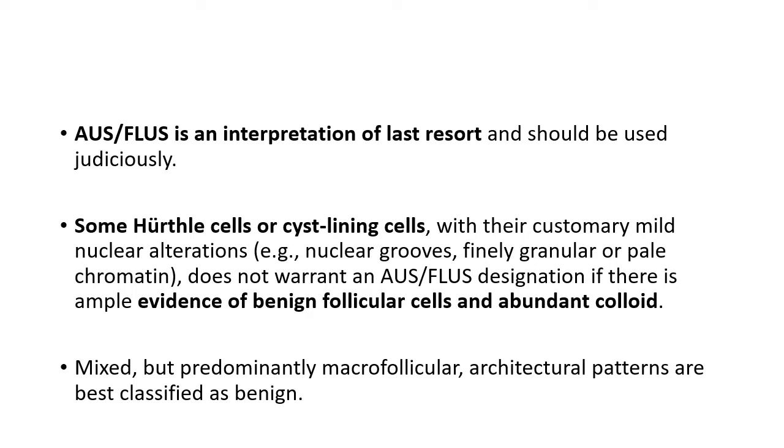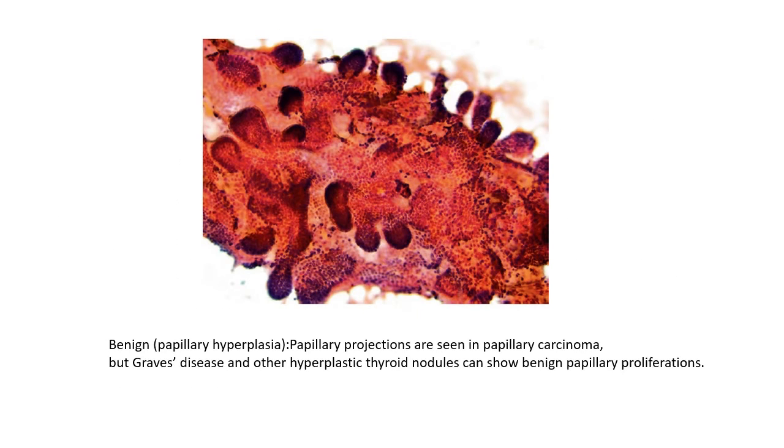Similarly, in case of multinodular goiter, you can have a mixed architectural pattern, but if you have predominantly macrofollicular pattern with some areas showing microfollicular pattern, it should be classified as benign. Papillary projections can be seen in papillary carcinomas, but merely the presence of papillary projections should not tempt us to call it papillary carcinoma, because papillary projections can be seen in benign papillary hyperplasias, Graves' disease, as well as other hyperplastic thyroid nodules.